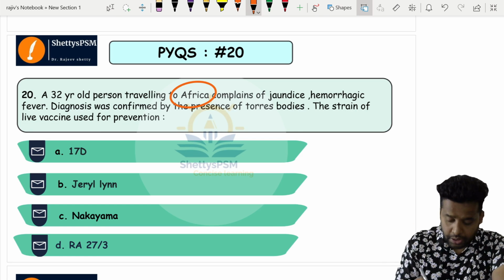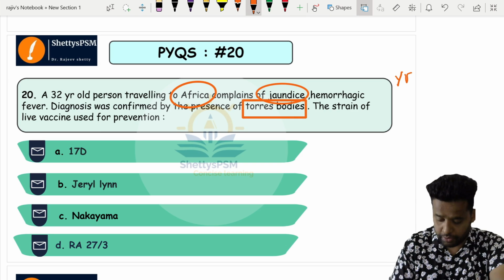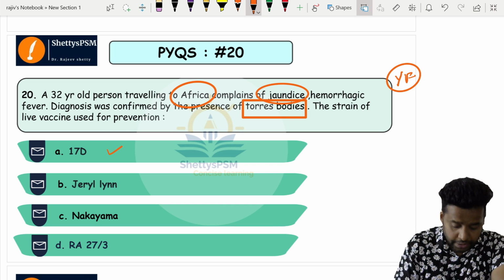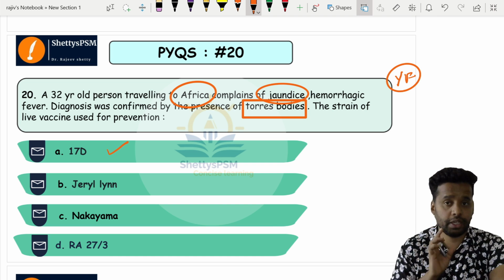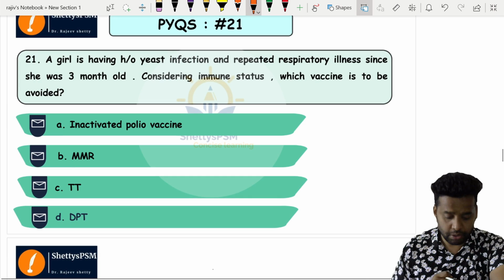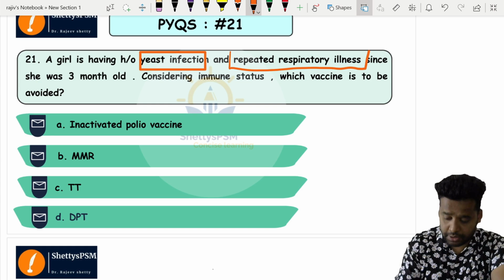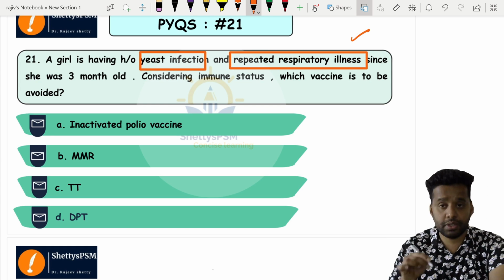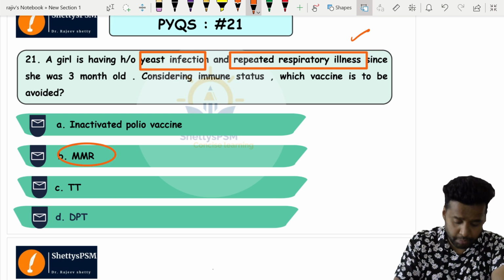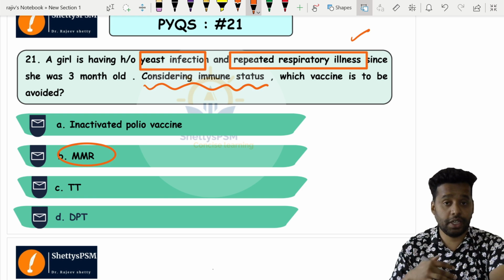Africa, jaundice, Torres bodies, all these are going in favor of yellow fever. All these keywords will go in favor of yellow fever. 17D vaccine is the live attenuated vaccine for preventing yellow fever. Yeast infection, recurrent respiratory illness suggest the child is immunosuppressed. Live vaccine should not be given. Answer is MMR. Indirectly I am asking, see the question, considering immune status, that is also mentioned.